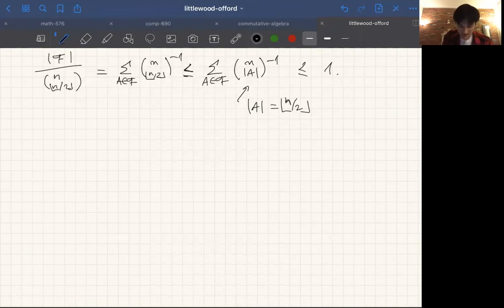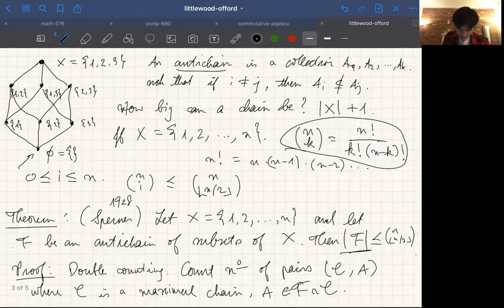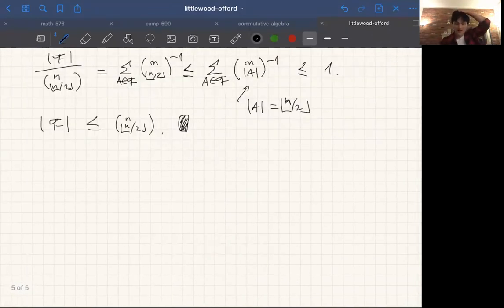All right, and now we're done. Let's multiply by n choose n over 2 on both sides, and we get that the size of F is less than or equal to n choose n over 2, which is exactly what we wanted to prove. That's what I claimed in the theorem. Okay, so we just proved Sperner's theorem. It's actually a really simple theorem to prove, and it's actually a really useful theorem.